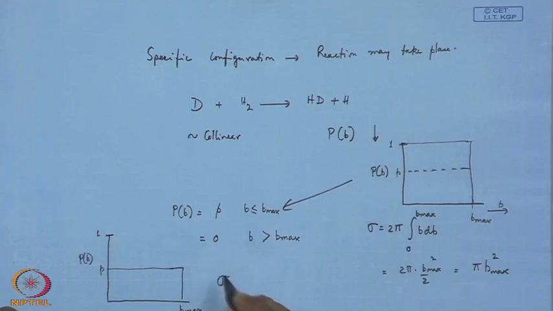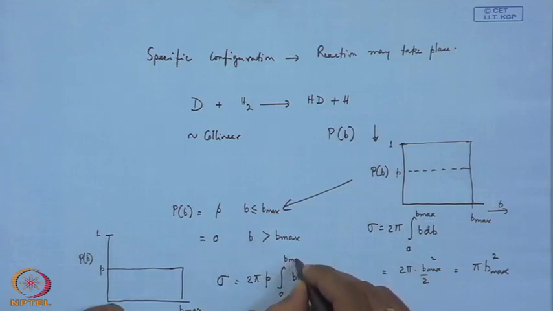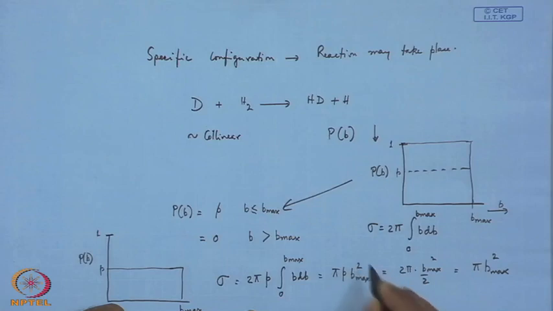Therefore, your sigma will now be equal to twice pi. Of course, P is a weighting factor, how much it is reduced, to what extent it is reduced, integral b db, assuming a step function, but it is a reduced step function from 0 to B max, and which becomes pi into P into B max square. Okay.